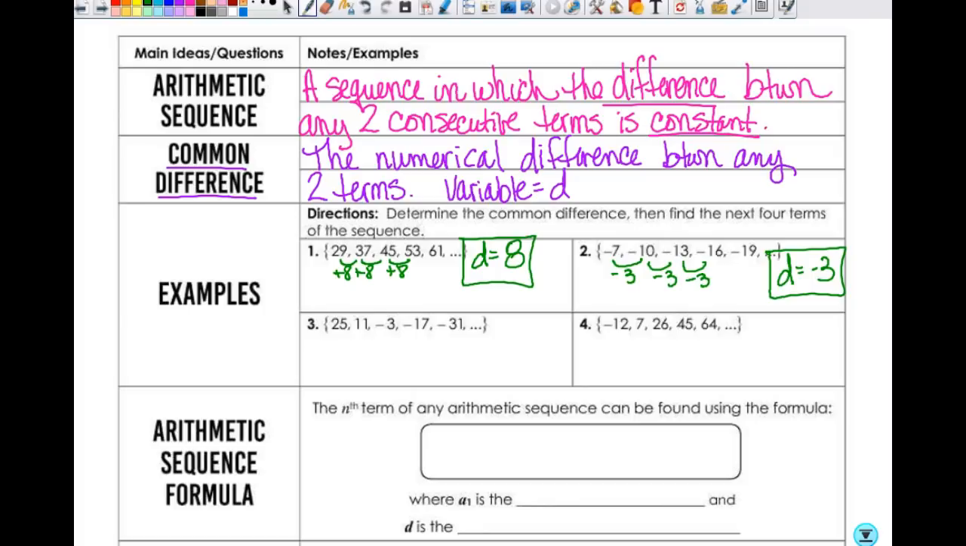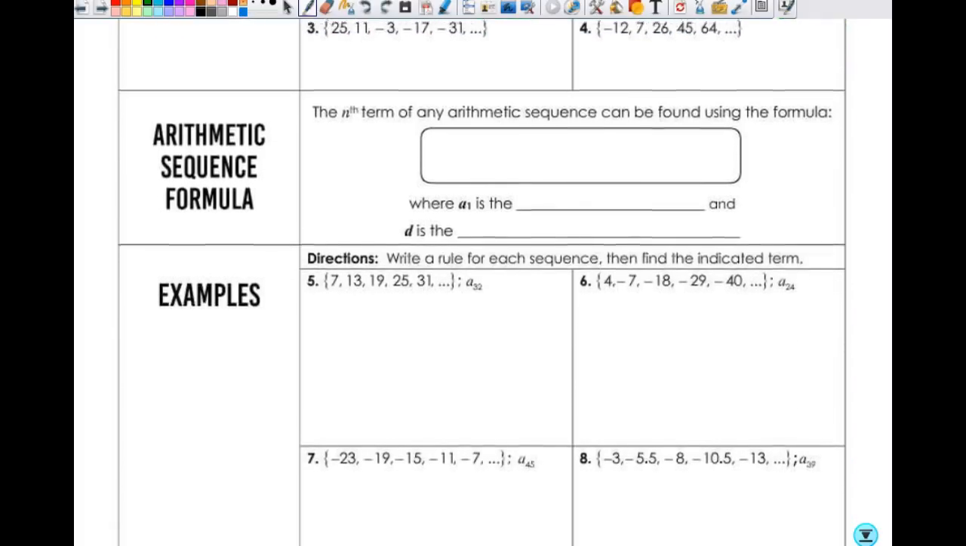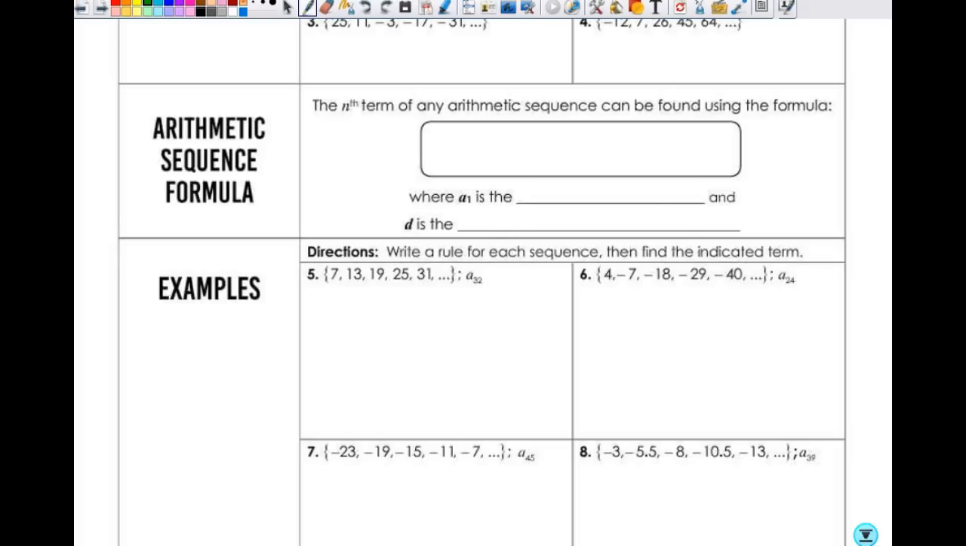So I could have had you look at one of these on the other paper, where it said write an explicit formula, and try to come up with that equation on your own, but there's a little formula that works every time for arithmetic sequences so that you don't have to do some of the weird things that you might do. This is what the arithmetic sequence formula looks like. The nth term of any arithmetic sequence, which means it has to have a common difference, can be found using this formula.